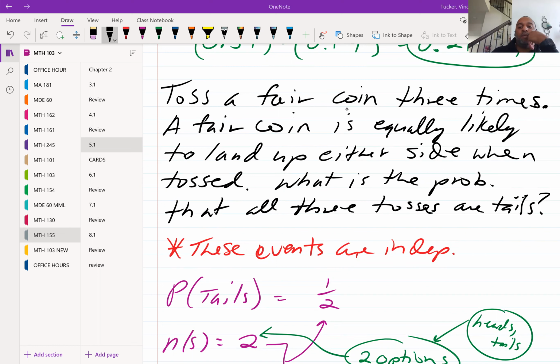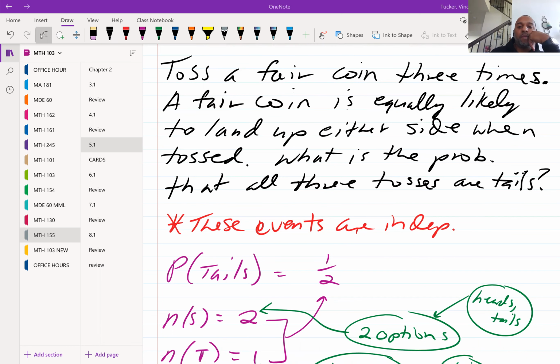Yep. More than likely, they're not going to tell you that they're independent or dependent. Yep. No problem.